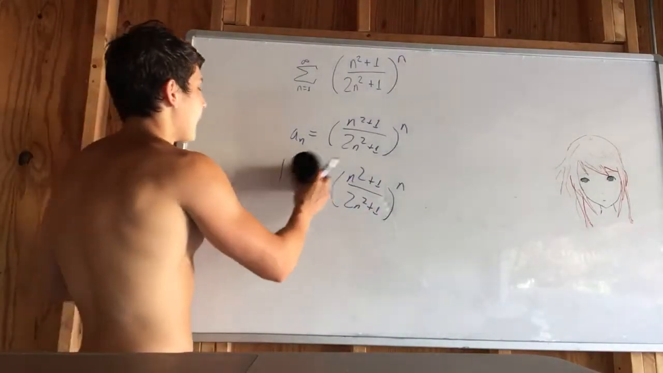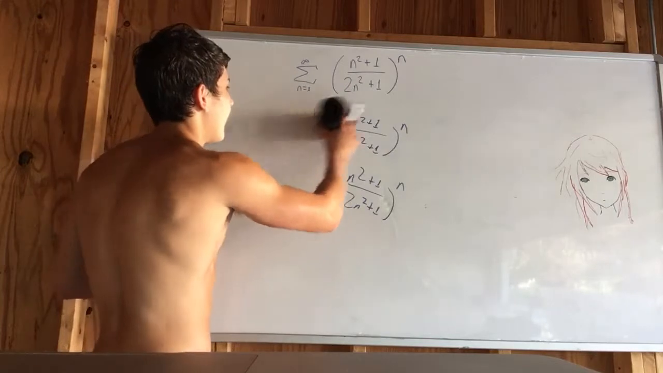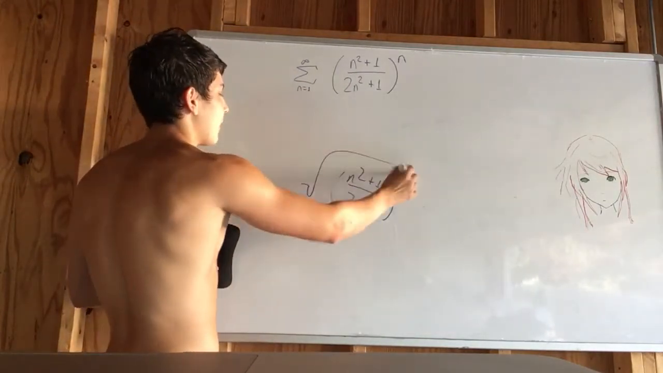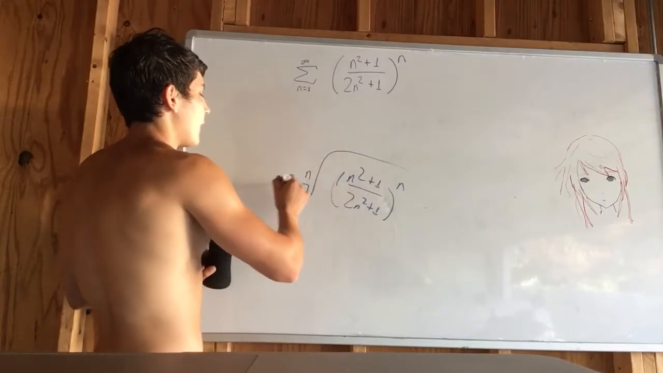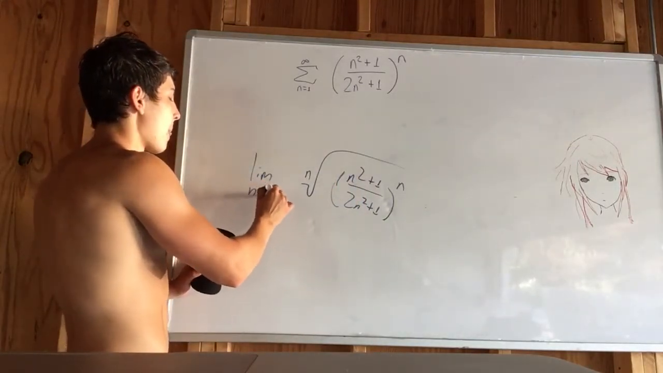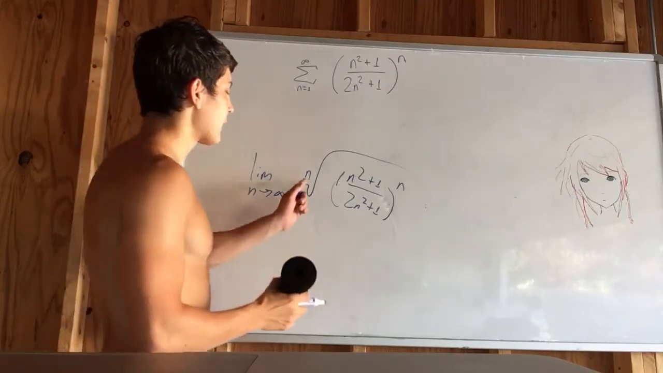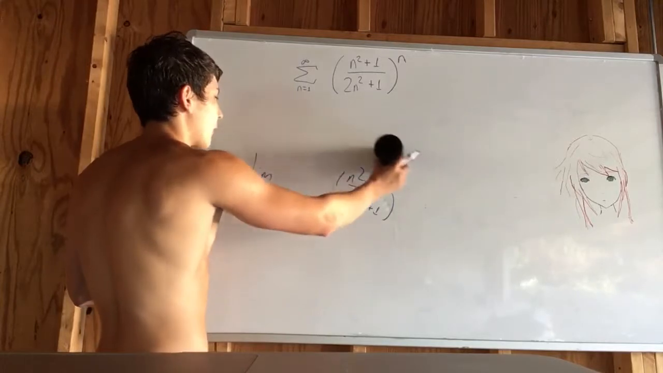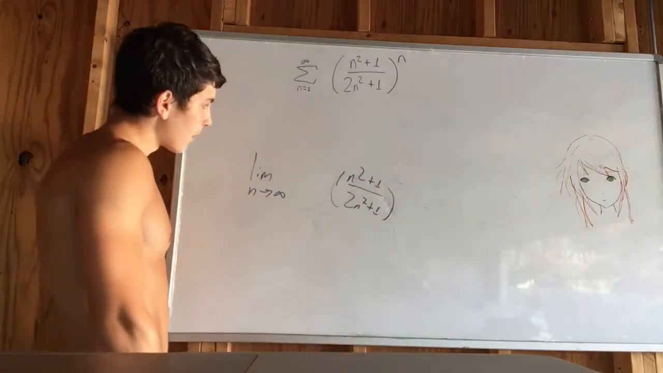Now we can take the nth root of this and take the limit as n approaches infinity. What this causes is this exponent to go away. And so we're left with this.